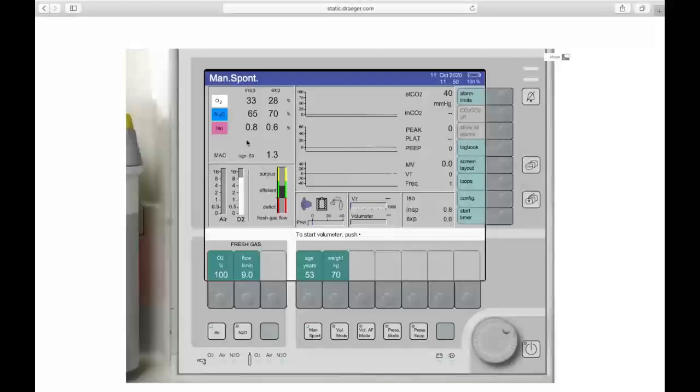An alarm has just sounded, indicating insufficient minute ventilation. Unfortunately, there is no bag here that I could squeeze, meaning the patient is not breathing, and the machine starts to alarm. At this stage, we need to work with the bag. Since this is not possible in the simulator, we will move to the second mode I want you to be familiar with.